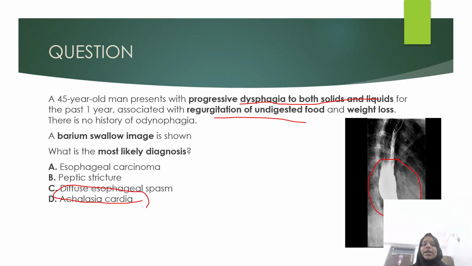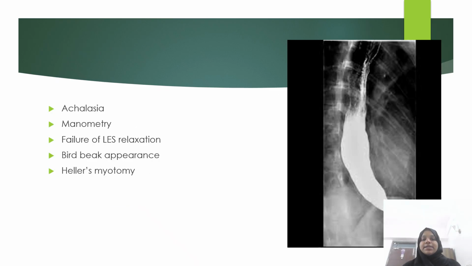Achalasia cardia. Initially the dysphagia will be to liquids, then it will be to solids as well, and it is due to the failure of relaxation of the lower esophageal sphincter, right? So it is achalasia cardia. And you can use manometry to show the failure of lower esophageal sphincter relaxation. And there is a bird beak appearance in barium swallow. And the treatment of choice is Heller's myotomy. It's a surgical procedure.